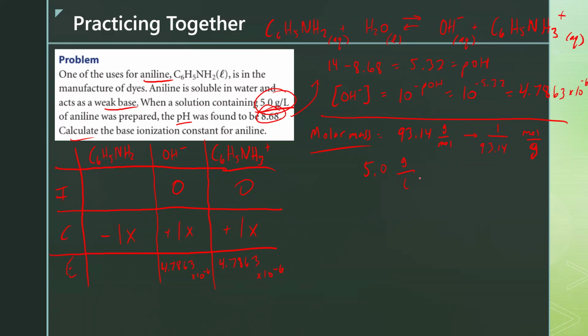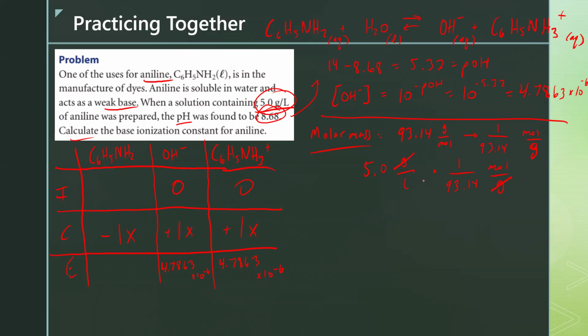If I take these two numbers now and multiply them together, so 5.0 grams per liter times 1 over 93.14 moles per gram, notice that the grams on the top will cancel out with the grams on the bottom, and you're going to be left with units of moles over liters. Very sneaky kind of thing here.